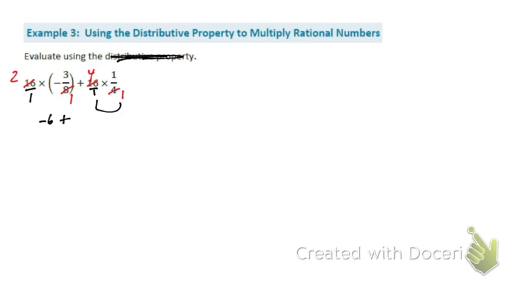Then that means we just get 4 here. Notice how I multiplied these two, got negative 6, multiplied these two, I got 4. Now we can add, right? We can only add after we multiply. Negative 6 plus 4 is what? Negative 2. Remember, when you're adding different signs, you do the bigger one, which is 6, take away the smaller one, 4. But since the bigger one is negative, the answer is going to be negative.